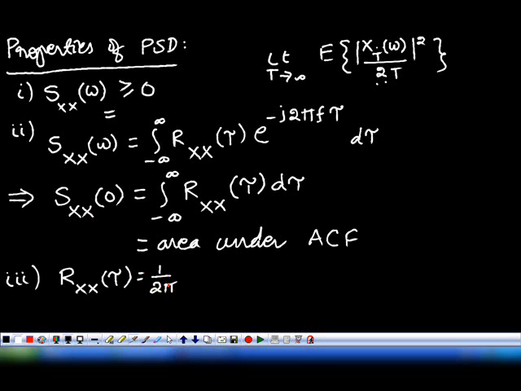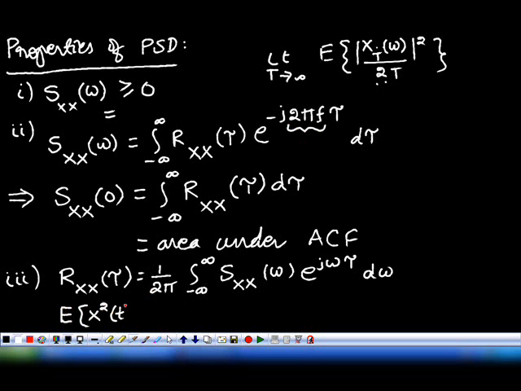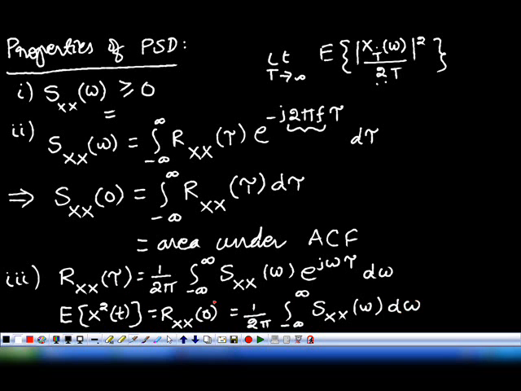Autocorrelation is equivalent to the inverse Fourier transform of the power spectral density. Don't get confused here. I have written 2 pi f, which is equivalent to omega. See, the expectation of x square of t is equivalent to Rxx of 0. Is it right? Now let tau equivalent to 0 on both sides. Then what will you get? So 1 by 2 pi times the integral from minus infinity to plus infinity. So this indicates the area under the power spectral density divided by 2 pi is equivalent to the mean square value of the random process. Is it?